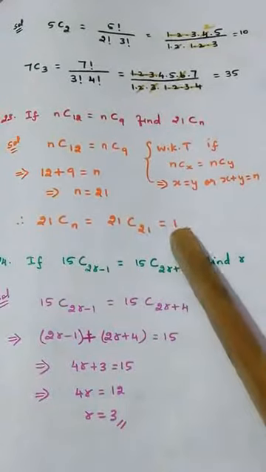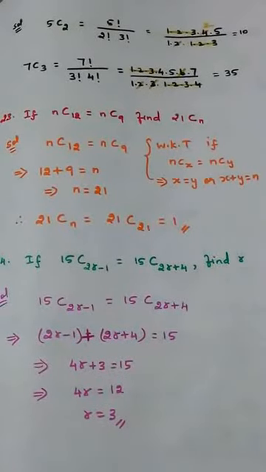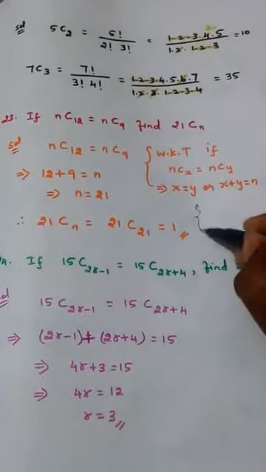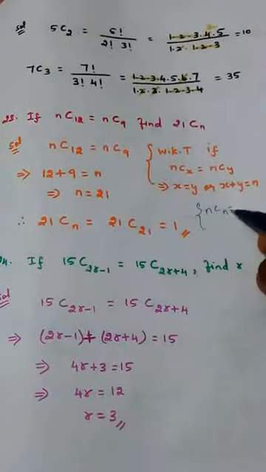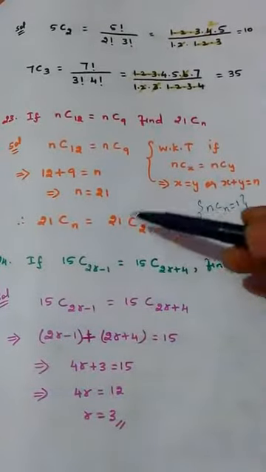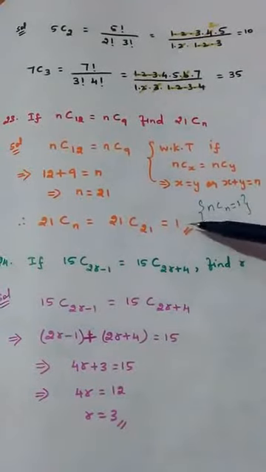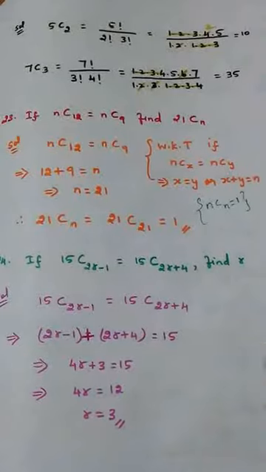21C21. What is the answer? 1. Which formula is it? The formula is nCn, and the answer is 1. Similarly, 21C21, the answer is 1. We'll go for the next sum.